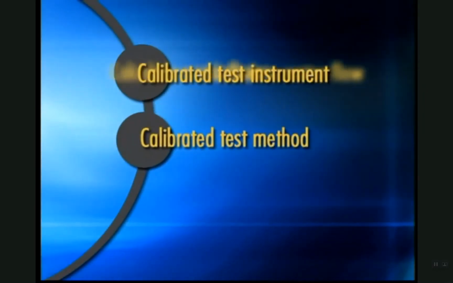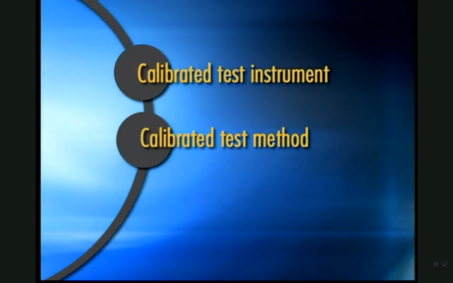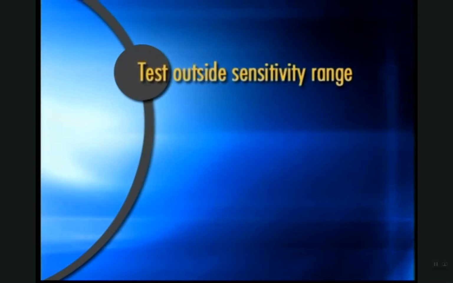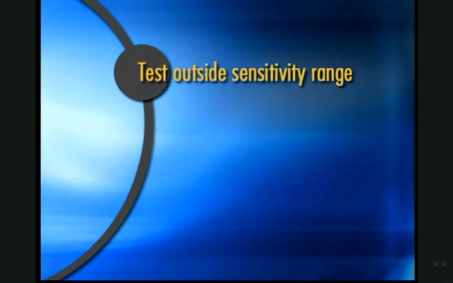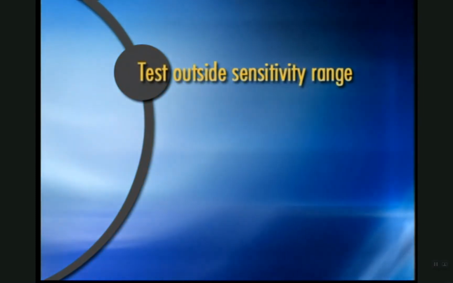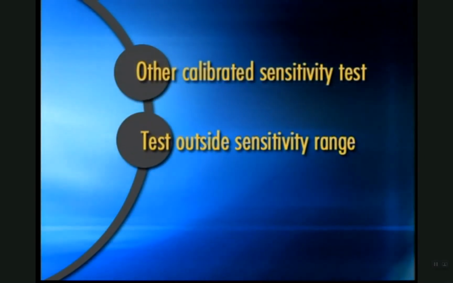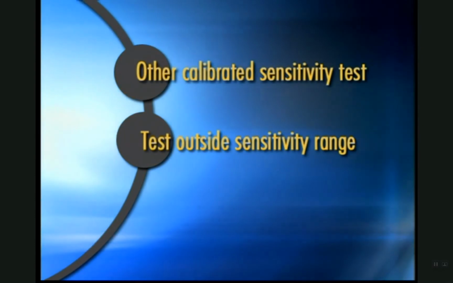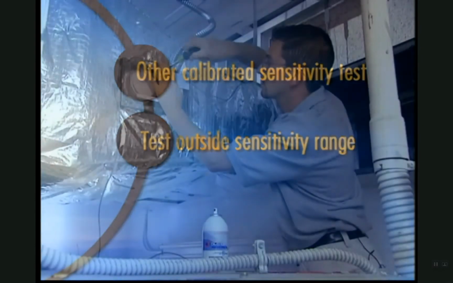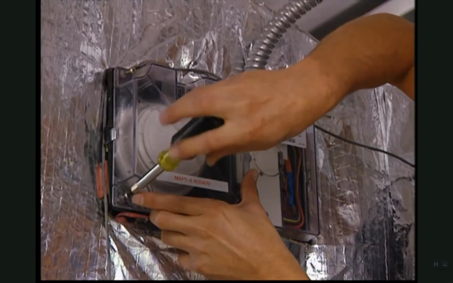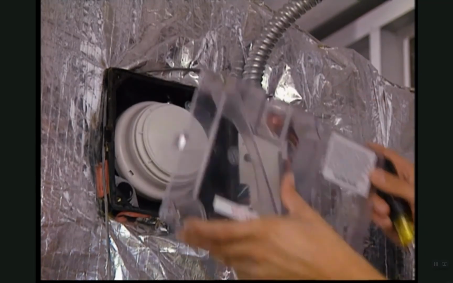You may perform a sensitivity test in one of several ways: by a calibrated test method, a manufacturer's calibrated sensitivity test instrument, listed control equipment arranged for the purpose, a setup with the control unit where the detector causes a signal at the control unit when it is outside its listed sensitivity range, or another calibrated sensitivity test approved by the authority having jurisdiction. Air duct smoke detectors and air sampling smoke detectors should be tested following manufacturer's recommendations.